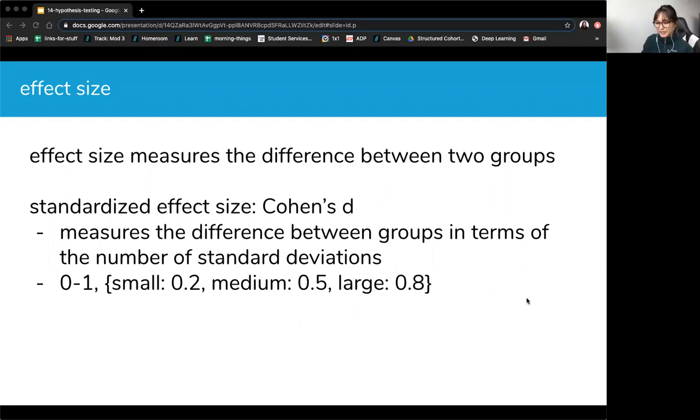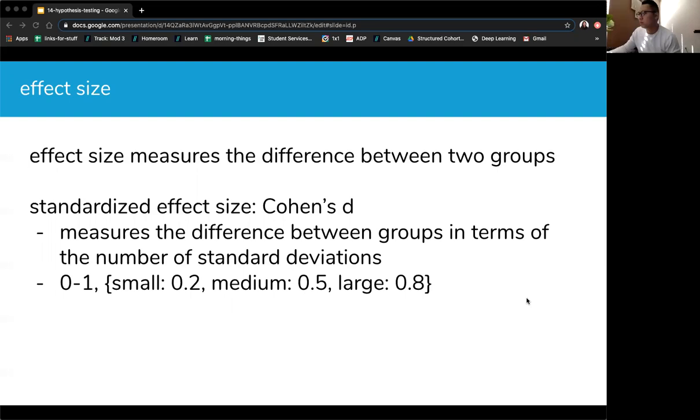So if you're measuring test scores, let's say you have two classes, one that has an average of 75 and one that has an average of 80. Of course, the absolute difference between the two test scores is 5. But we want to know, is the 5-point difference a big difference or a small difference? Just by using the averages of the two groups, we can't really contextualize it.